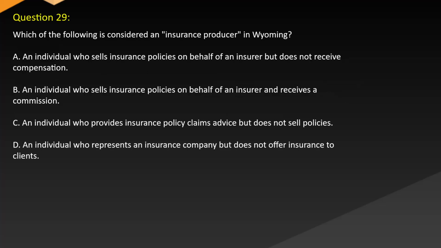Question 29. Which of the following is considered an insurance producer in Wyoming? A. An individual who sells insurance policies on behalf of an insurer but does not receive compensation. B. An individual who sells insurance policies on behalf of an insurer and receives a commission. C. An individual who provides insurance policy claims advice but does not sell policies. D. An individual who represents an insurance company but does not offer insurance to clients.